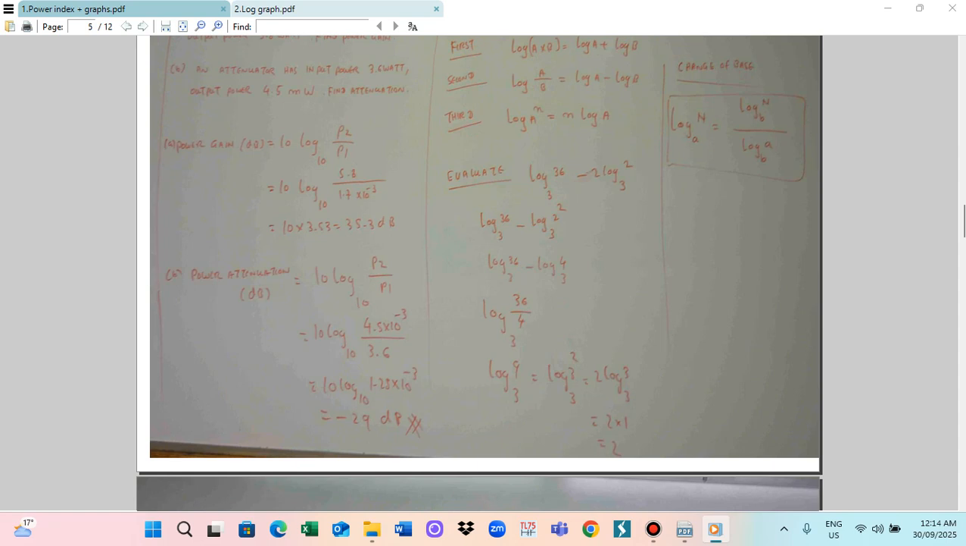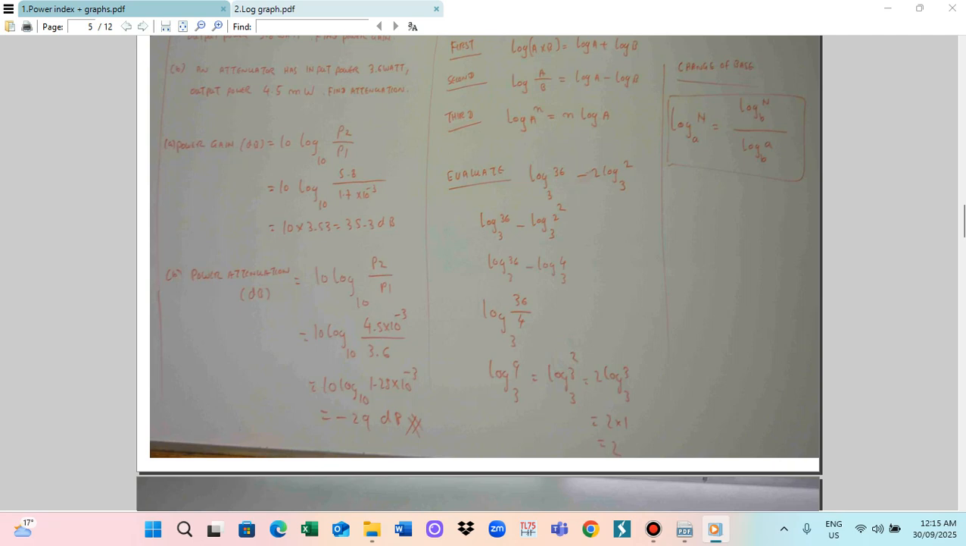So this becomes log of 36 divided by 4 base 3. So this is log 9 base 3. So log 9 base 3 means log 3 square base 3. So this is 2 log 3 base 3, so you got 2. So this is the final answer we get: 2.